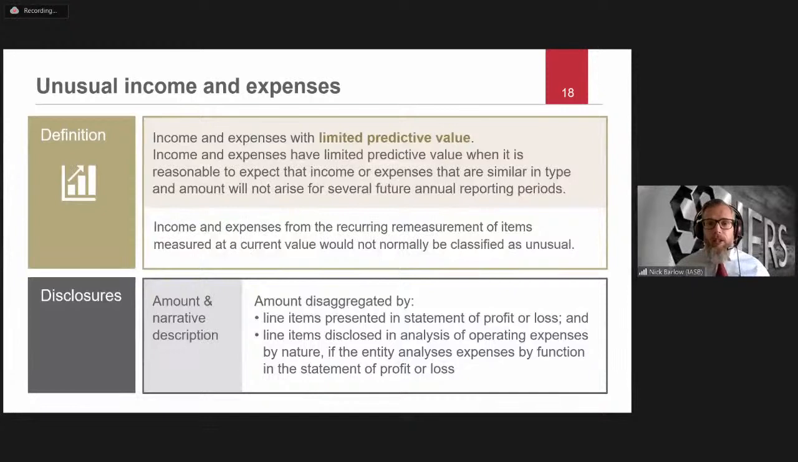Also important to note here is that this is not a separation within the statement of profit and loss. This is a note disclosure that's being proposed. The reason for that is to ensure that when the unusual items are identified, the disclosure requirements to explain why they're unusual can be shown in the same place, along with a breakdown of which line items in the statement of profit and loss have been affected. And if an entity has the by nature note, which of those items by nature have also been affected.